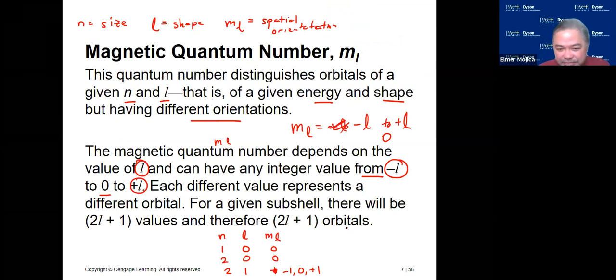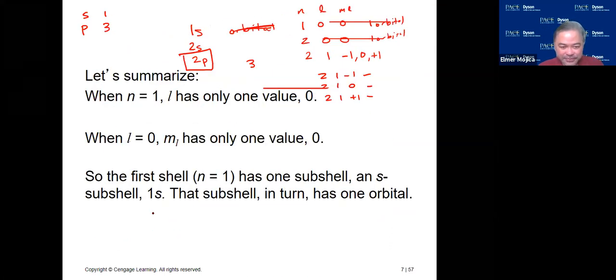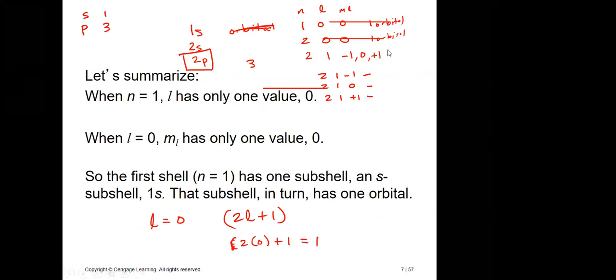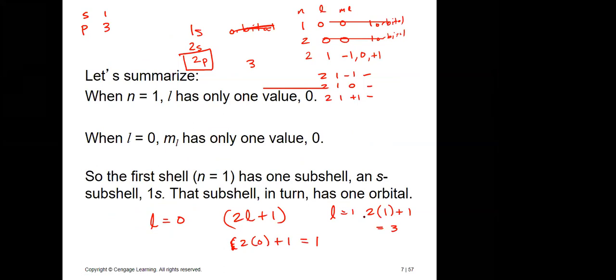So what does it mean? If L is equal to 0, how many orbitals do you have? So 2L plus 1. You change this to 0. It will give you what? 1. Right? And if you have L equal to 1, so 2 times 1 plus 1, do you have 3 orbitals? 3.